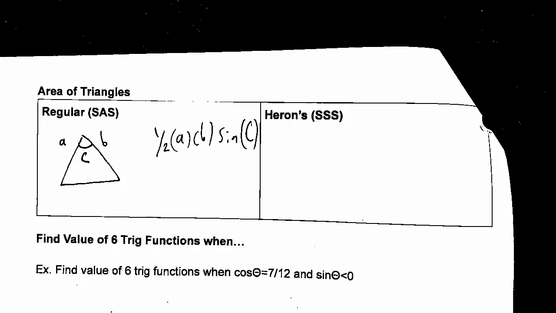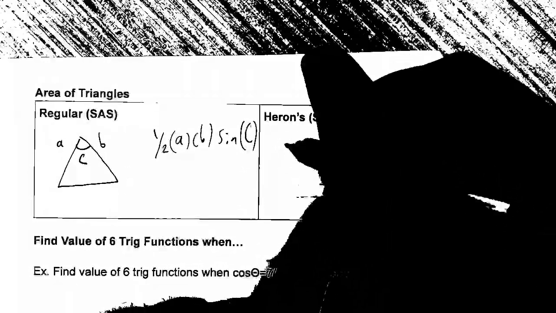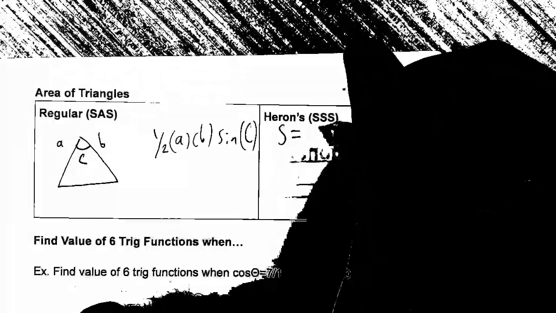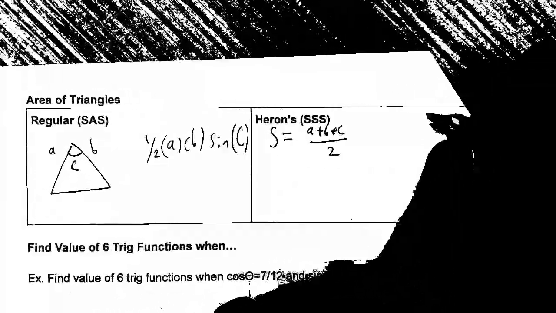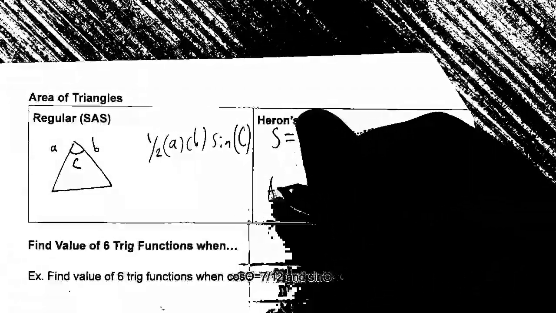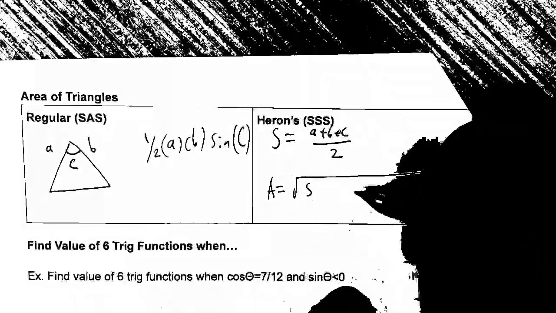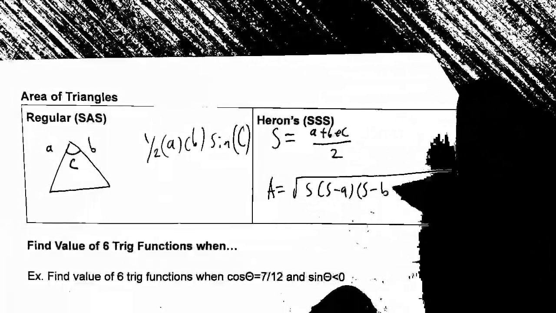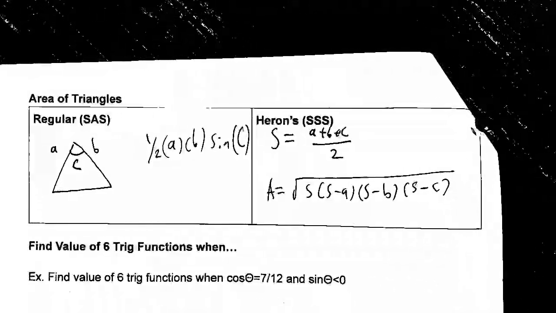For Heron's, we need a value before we use Heron's, and that's the S. Remember what S is? It's the semi-perimeter, A plus B plus C, all the side lengths added up, divided by 2. This would be a case where you have all the side lengths but no angles. And then our formula is area is the square root of S times S minus A, S minus B, and S minus C. Okay?